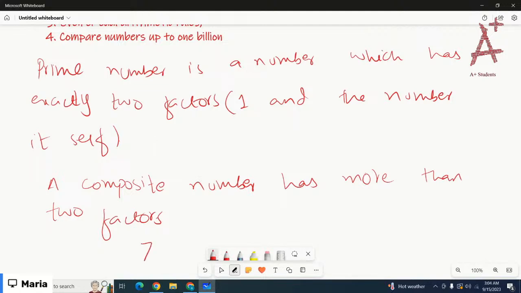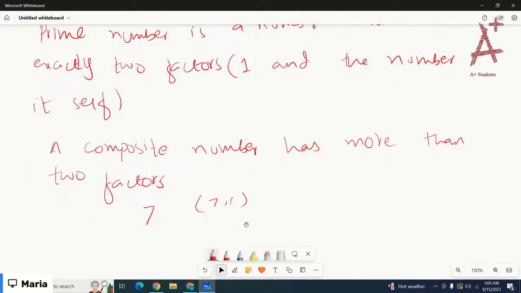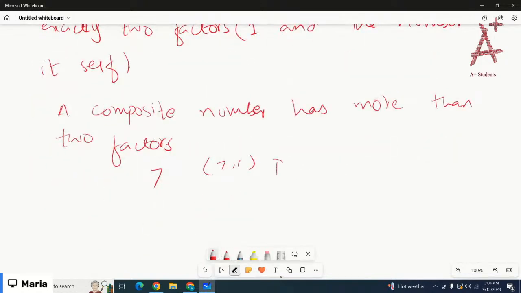7. Is 7 prime or composite? Which is the correct option? Just look at the factors of 7. Which two numbers when multiplied make 7? 7 times 1. You don't have any other factors of 7 other than 7 and 1. So 7 is a prime number, because 7 has only two factors.